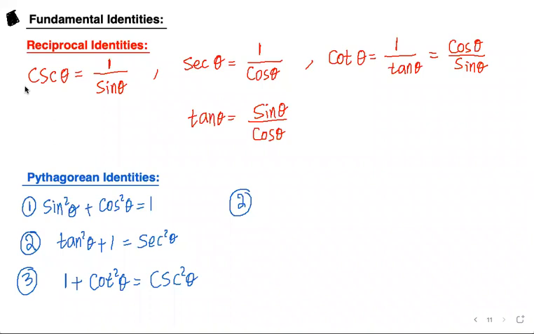Any question? Is it clear? Do you have any question for this, the identities? You have to memorize these identities. So we're going to use these identities for the example below. The example: evaluate a trigonometric function.